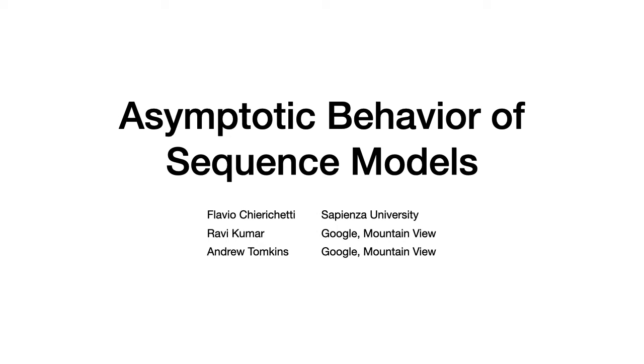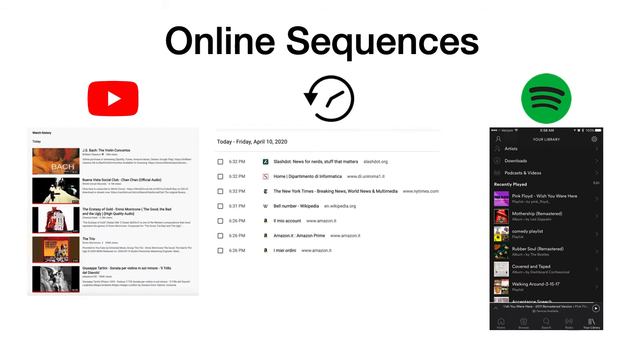Hello. I'm going to present the paper Asymptotic Behavioral Sequence Models by Flavio Chierichetti, Ravi Kumar, and Andrew Tomkins. This paper deals with online sequences. For instance, the sequence of videos you consume on YouTube, or the sequence of URLs you consume by browsing the web, or maybe the sequence of songs that you consume on Spotify.